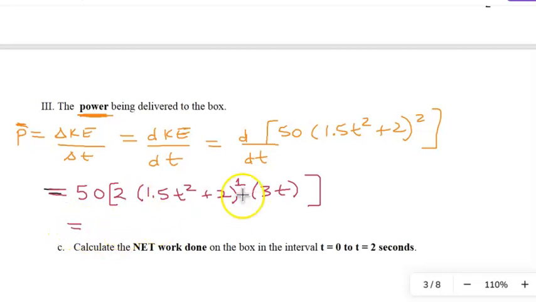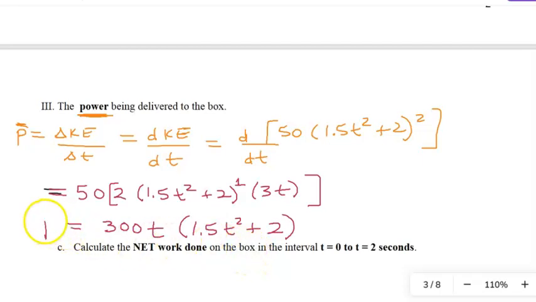Okay, and then combine stuff, and things get a little easier because that's to the power 1. So you get 300t, where I combine the 50, the 2, and the 3. 300t times (1.5 t squared plus 2). You could distribute the 300t. I did not. I see in my key, so I guess the AP didn't really care whether you did either. Anyway, that is the power delivered to the box.